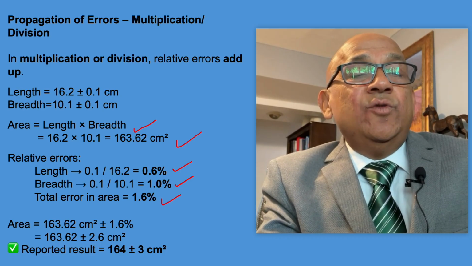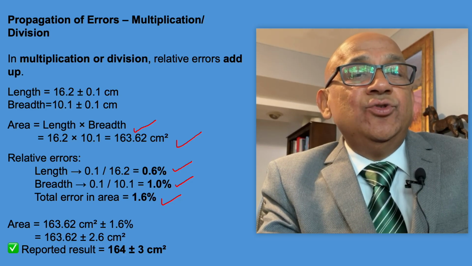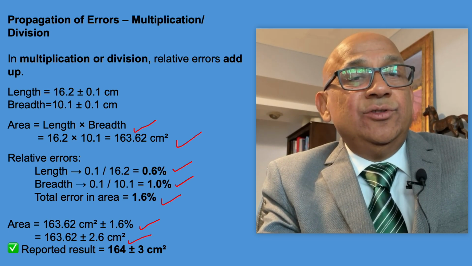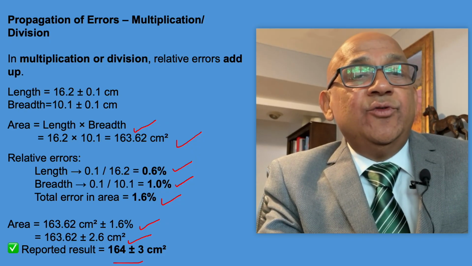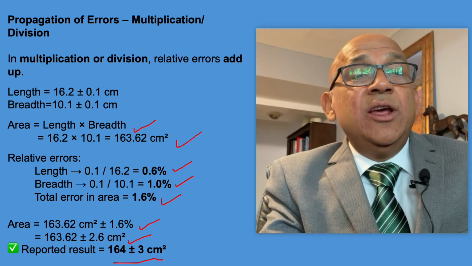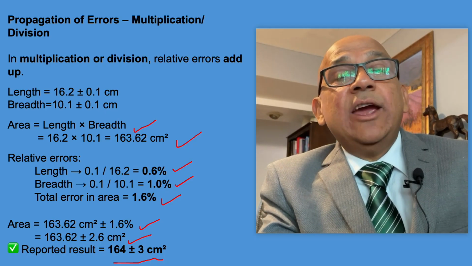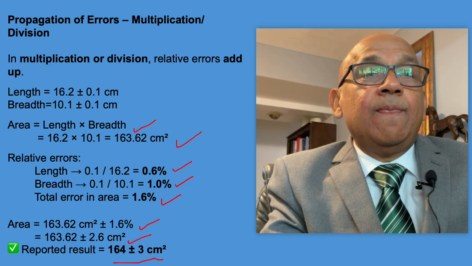So the area can be written as 163.62 centimeter square plus minus 1.6%. And now if you convert this 1.6% into the real number, it is 2.6 centimeter square. Now if you have to report it, you should report something like this: 164 plus minus 3 centimeter square. So this is the right way to report your results, which are obtained after multiplication of experimentally measured numbers.